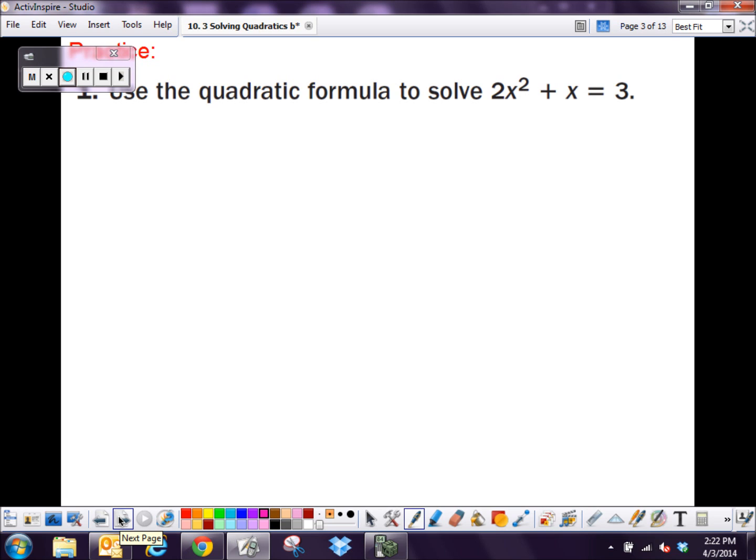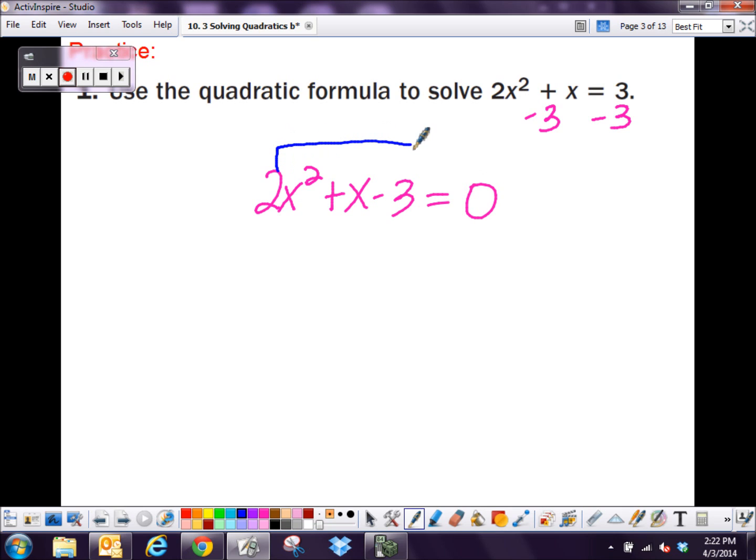So let's look at this problem. I have 2x squared plus x equals 3. Okay, remember we need it equal to 0 before we do any factoring. So I have 2x squared plus x minus 3 all equal to 0. Okay, and normally I would go ahead and factor this and say what multiplies to be -6 and adds to be 1. And there are factors that do that, but since we're going through the quadratic formula right now, I just want to go ahead and use that.